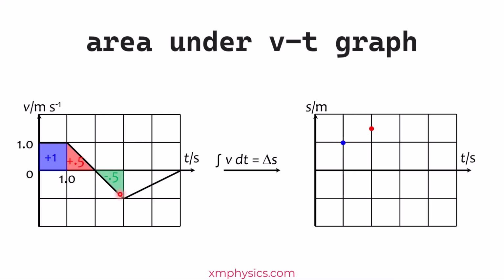In the next 1 second here, we actually have a negative area of 0.5. That means the displacement has to drop down by 0.5 because you are now moving in the opposite direction. So you're coming back, you're on the way back.